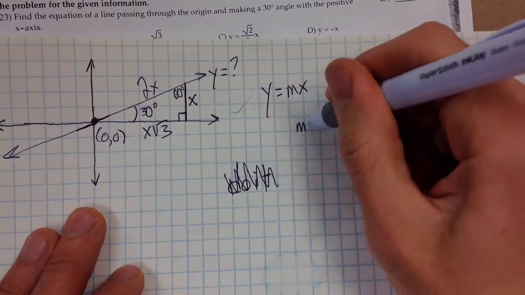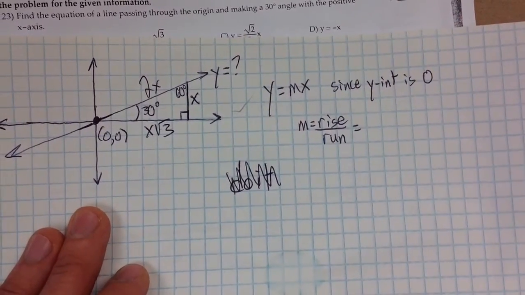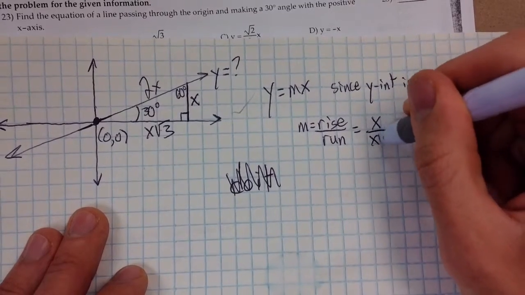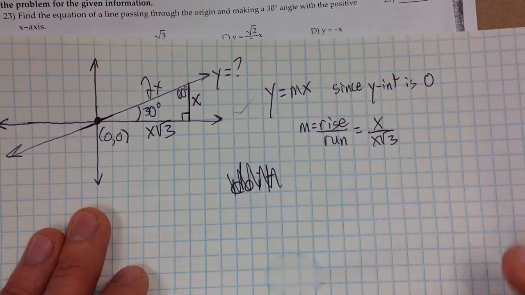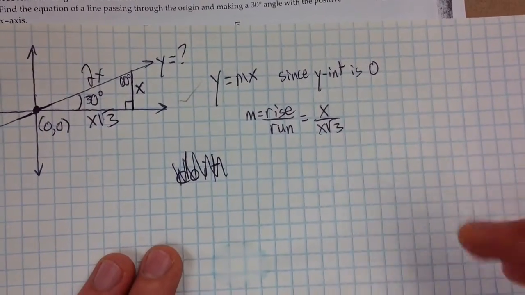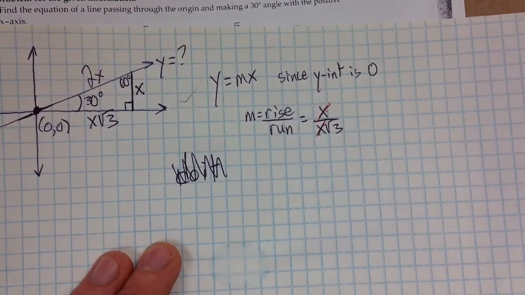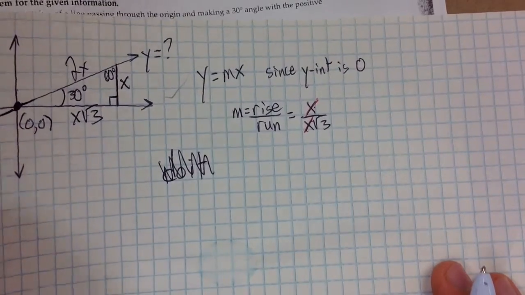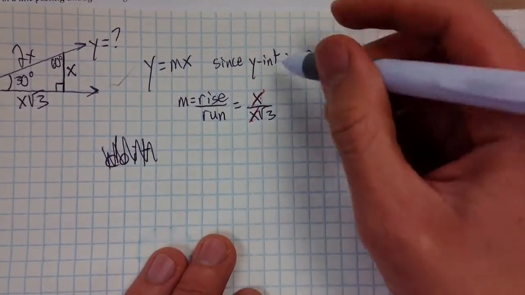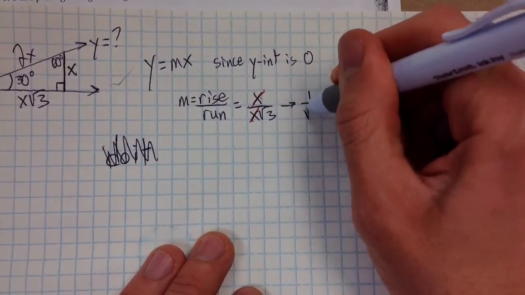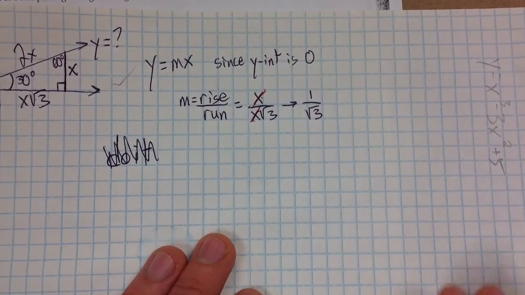Tell me what you know about slope. Rise over run. Very good. So what's the rise here? x. And the run? x root 3. Help me simplify that fraction. The x's cancel, so it's 1 over the square root of 3 before rationalization. Now you can multiply top and bottom by root 3, giving root 3 over 3.